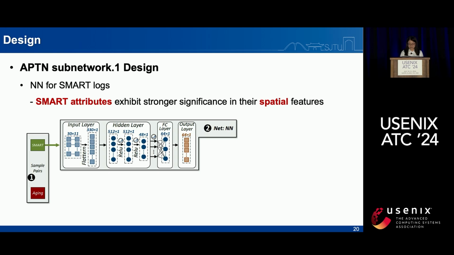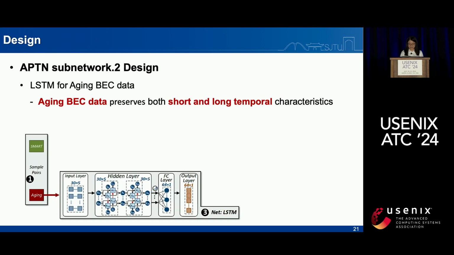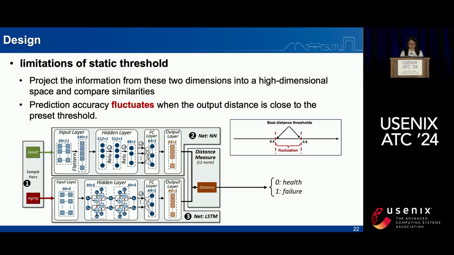The SMART data is forwarded to subnetwork 1, a multiple-layer neural network, because the SMART data has stronger significance in its spatial features. And the SSD aging back data is forwarded to subnetwork 2, in APTN, which is an LSTM network. That is because aging back data preserves both short and long temporal patterns, and LSTM is good at abstracting the important features in such type of data.